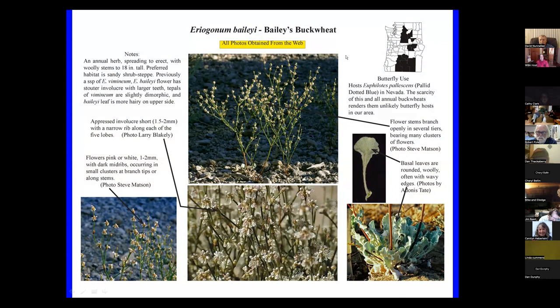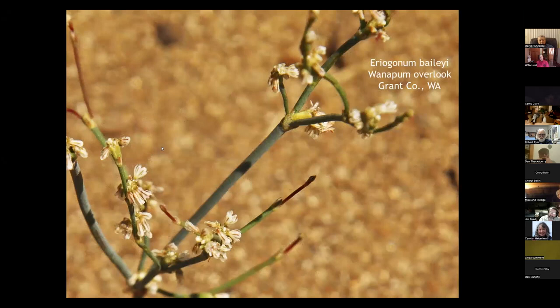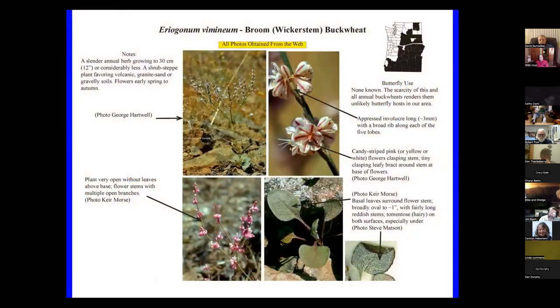I had not seen them until this summer in Washington, but again, one variety here. This is an area that a botanist from the Native Plant Society told me about. This was at the Wanapum Overlook in Grant County, so this is not far from Vantage. And we see these little plants growing. They like sand, especially stable sand. You can see that the flowers are little white flowers with red midribs. We don't know actually what butterflies use these annual plants, if any. They're scarce enough that the plants are hard to find, much less the butterflies.